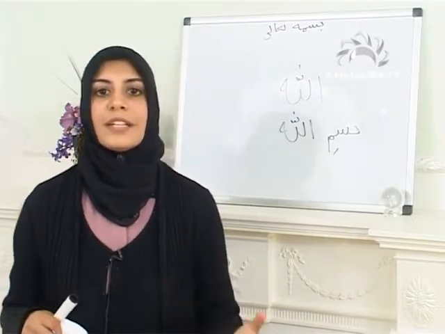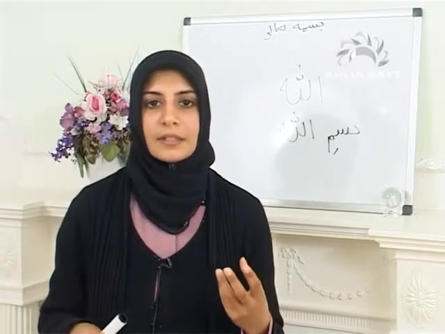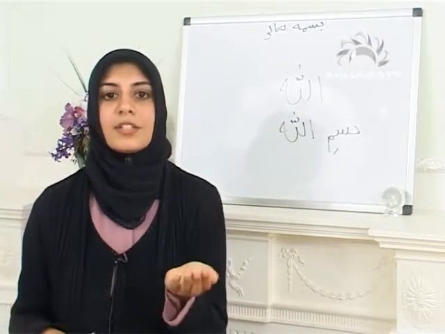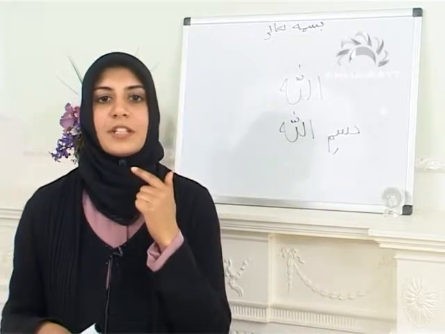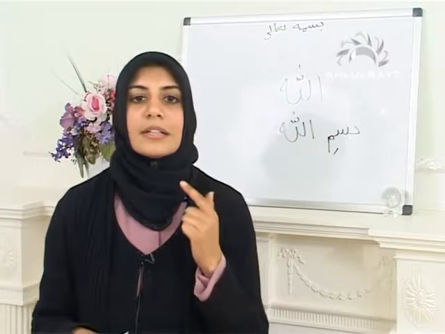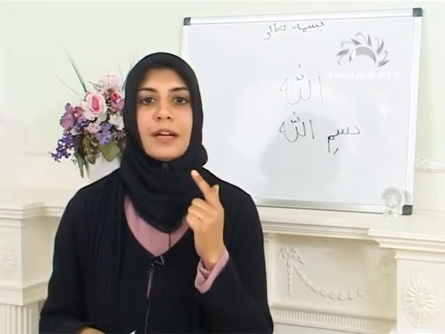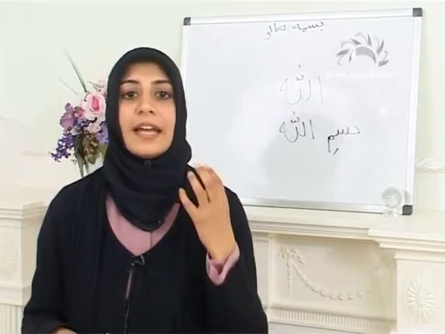ra, when it is pronounced heavily, is called ra tafkhim. This is when I pronounce the ra with a full mouth. The tongue is curved, it's not flat, and the front of the tongue is placed close to the roof of the mouth, the mouth is full of air, and we have the heavy ra.